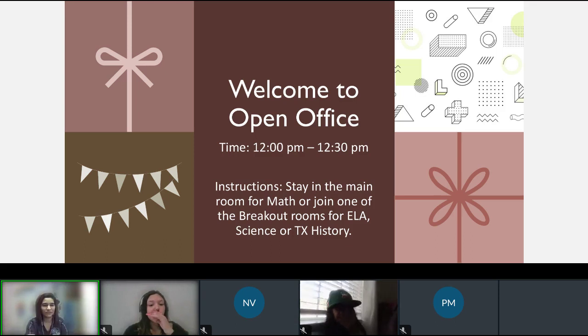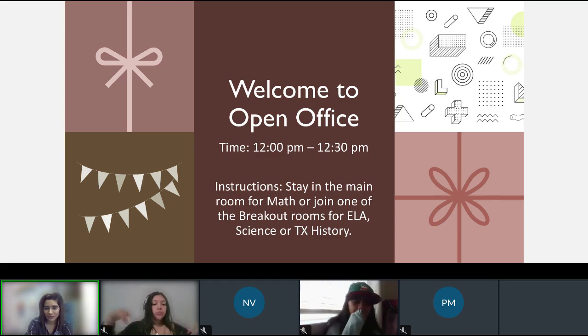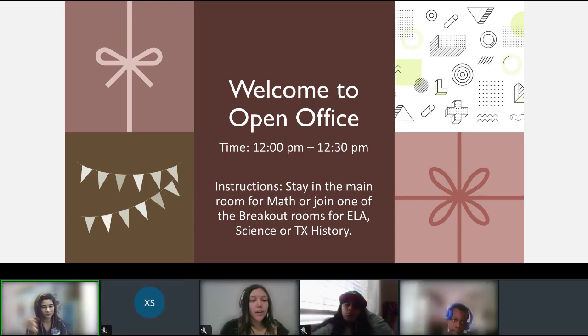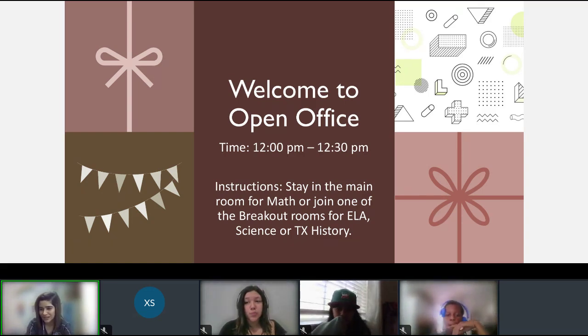So, how the open office goes, as always: stay in the main room for math. Otherwise, join the breakout rooms. You have ELA, science, and Texas history. You can join the room you want. You don't need permission from me. This is open office. It is flexible. You can hop from room to room and go where you should go.